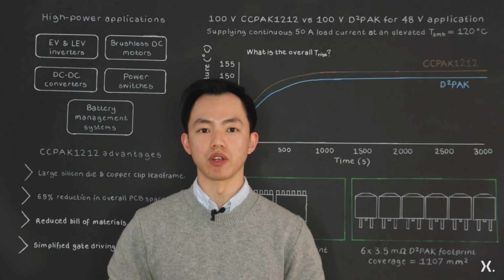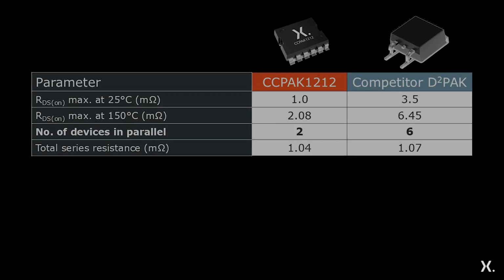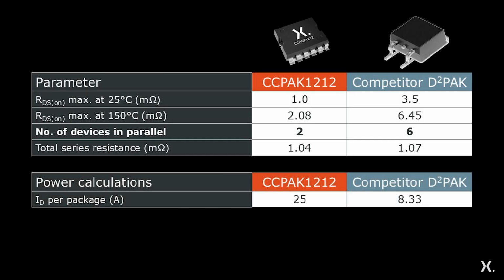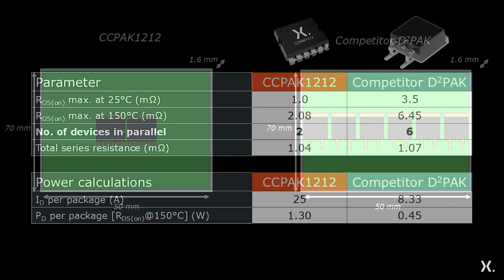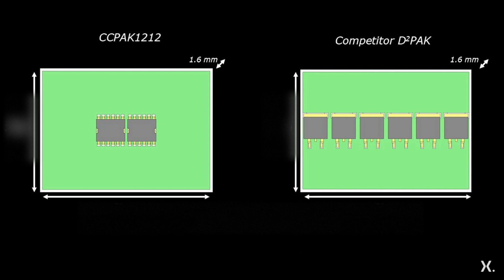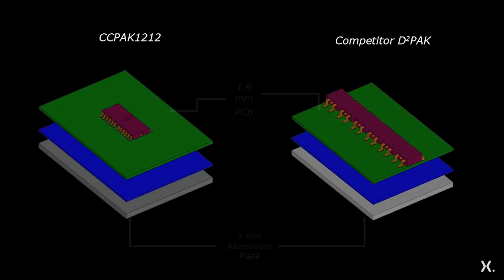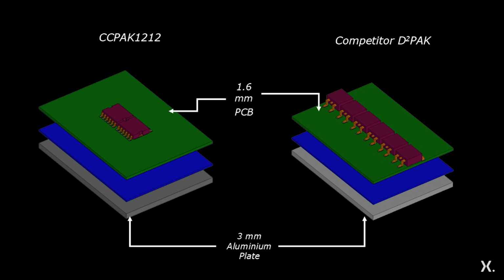Assuming equal current sharing between devices, for 50 amps total, each CCPAK will conduct 25 amps, whilst each D2PAK conducts 8.33 amps. These power losses were then fed into each device in the CFD simulation. For a realistic PCB setup, we've used a 70 by 50 mm, 1.6 mm thick 2-layer FR4 PCB resting on a 3 mm thick aluminium plate of the same area.